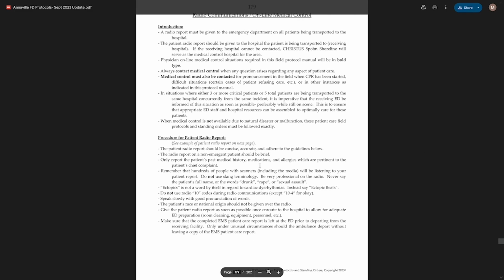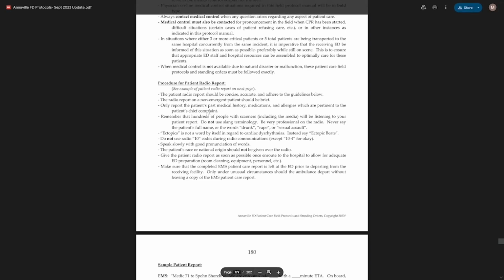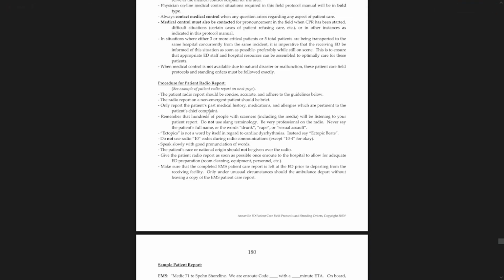For the procedure for patient care report, the patient report should be concise, accurate, and adhere to the guidelines below. The radio report on a non-emergent patient should be brief. Only report the patient's past medical history, medications, and allergies which are pertinent to the patient's chief complaint. Remember that hundreds of people are using the scanners, including the media, and will be listening to your patient report. Do not use slang terminology. Be very professional on the radio. Never say the patient's full name or the words drunk, R-word, or sexual assault.